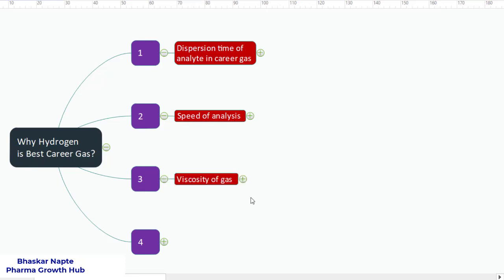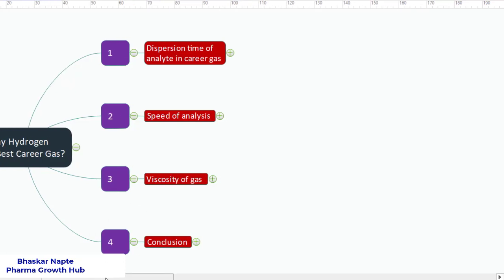The third point is the viscosity of the gas. So what is the implication of the viscosity and how does hydrogen win over helium and nitrogen? And the fourth point is nothing but the conclusion. So we are going to talk about the overall summary and decide why hydrogen is the best carrier gas for gas chromatography, especially using flame ionization detector.